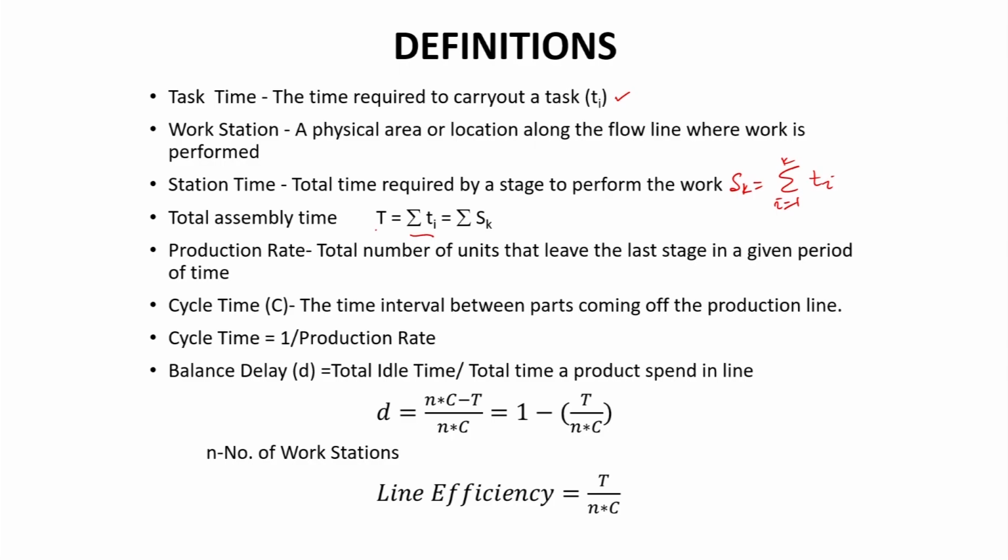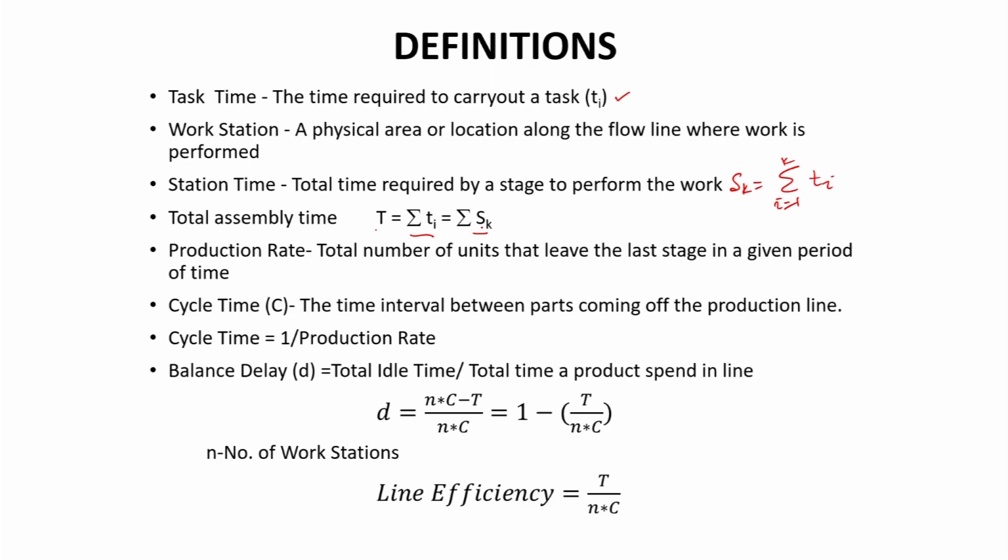So, that is called total assembly time, the total time of all the tasks, or it can be total time of all the workstations, because all the tasks are going to be assigned to different workstations. So, I can take total assembly time as equivalent to the time of all the tasks, which is also equal to the time of all the workstations.